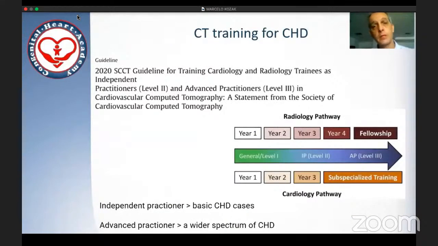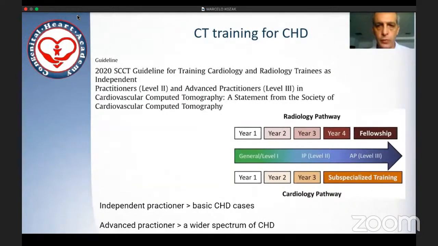What about CT training? How is the CT training for congenital heart disease? I myself don't have training in CT for congenital heart disease, but I've been helping radiologists and cardiologists to do their reports.